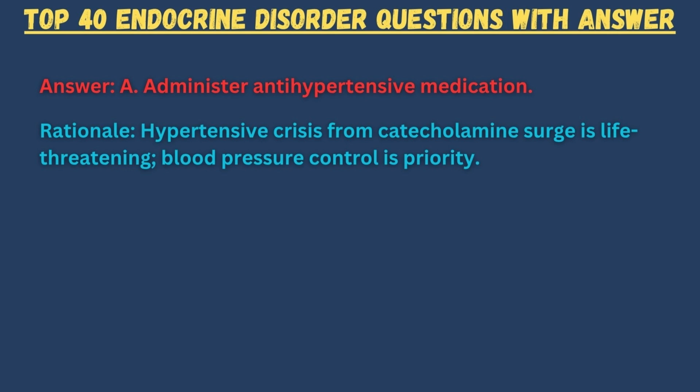Answer. A. Administer antihypertensive medication. Rationale. Hypertensive crisis from catecholamine surge is life-threatening. Blood pressure control is priority.